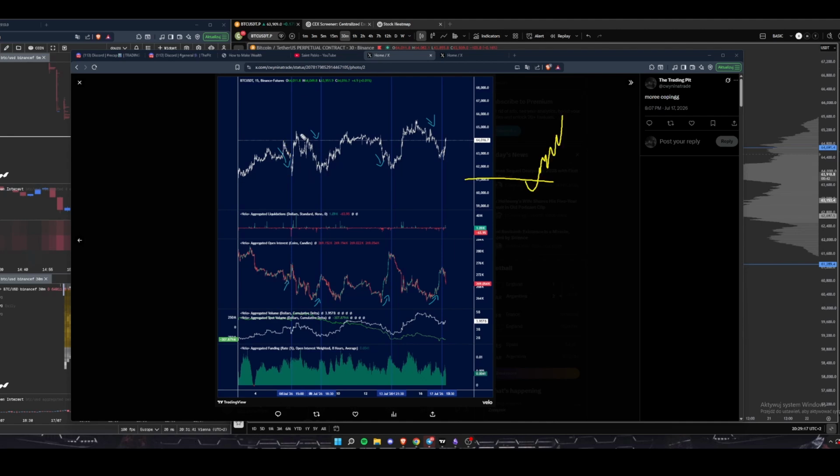Then we have another push lower after pushing all the way back and squeezing the shorts. We got another push with another OI rising, so again shorts coming in, and then we squeeze them all. Same with the push here, again another retest, huge amounts of shorts opening, and even more puke.